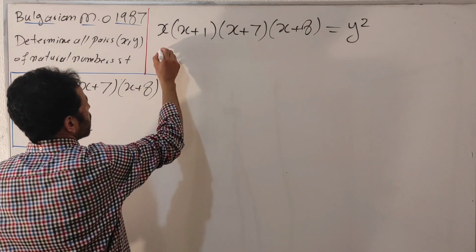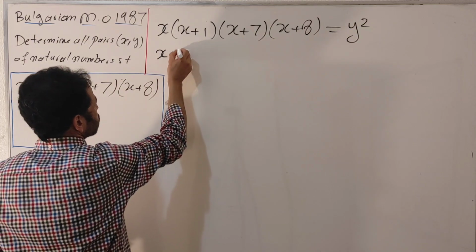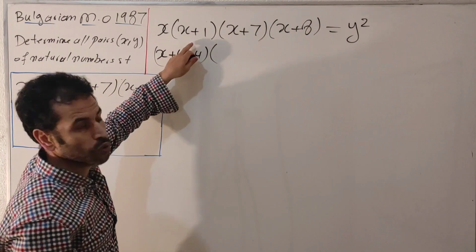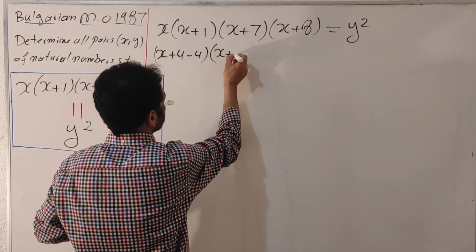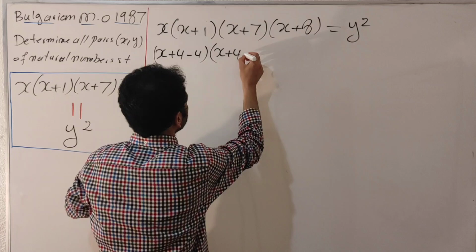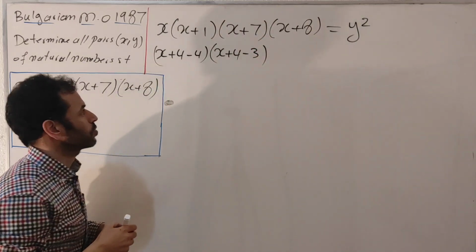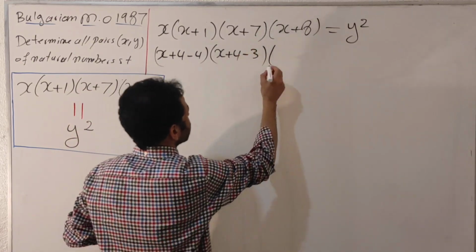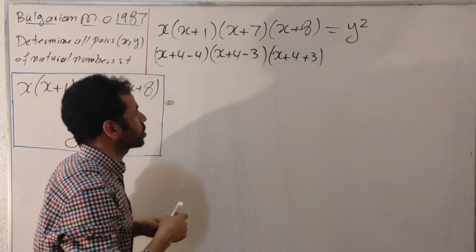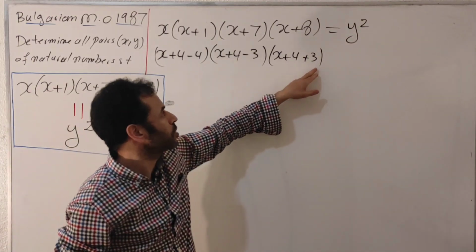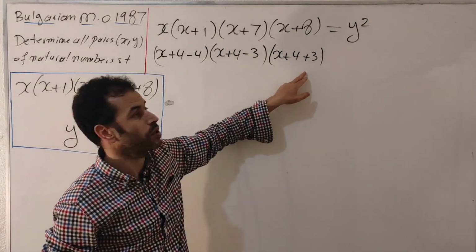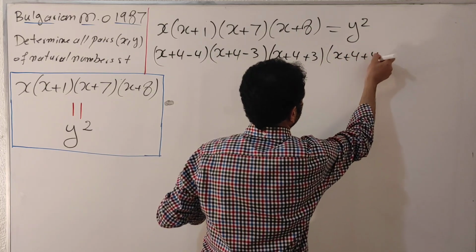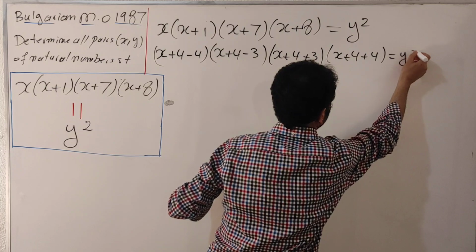So I'm going to put x as x plus 4 minus 4. Okay, for x plus 1 I'm going to put it as x plus 4. I'm going to keep the same term minus 3 because x plus 4 minus 3 is given as x plus 1. So for the next term I will have x plus 4. This time I'm keeping the same term, but I'm adding number 3 because x plus 7 equals x plus 4 plus 3. For the last term I will have x plus 4 plus number 4 equals y square.